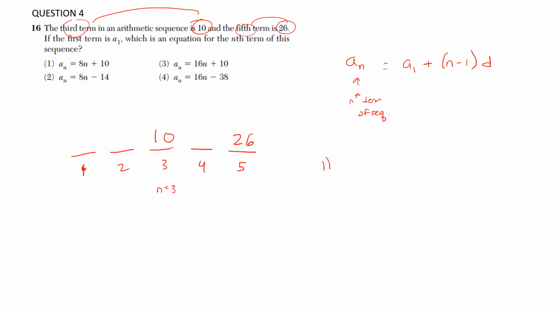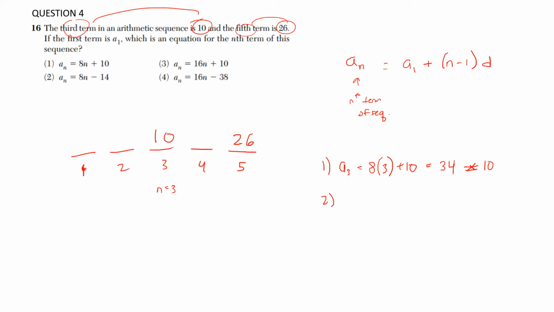So let's plug into choice 1. So a3, the third term in the sequence, should be 10. And it's equal to 8 times n, which is 3, plus 10. That gives us 24 plus 10 is 34. That is not equal to 10. Not equal. So we don't like that.